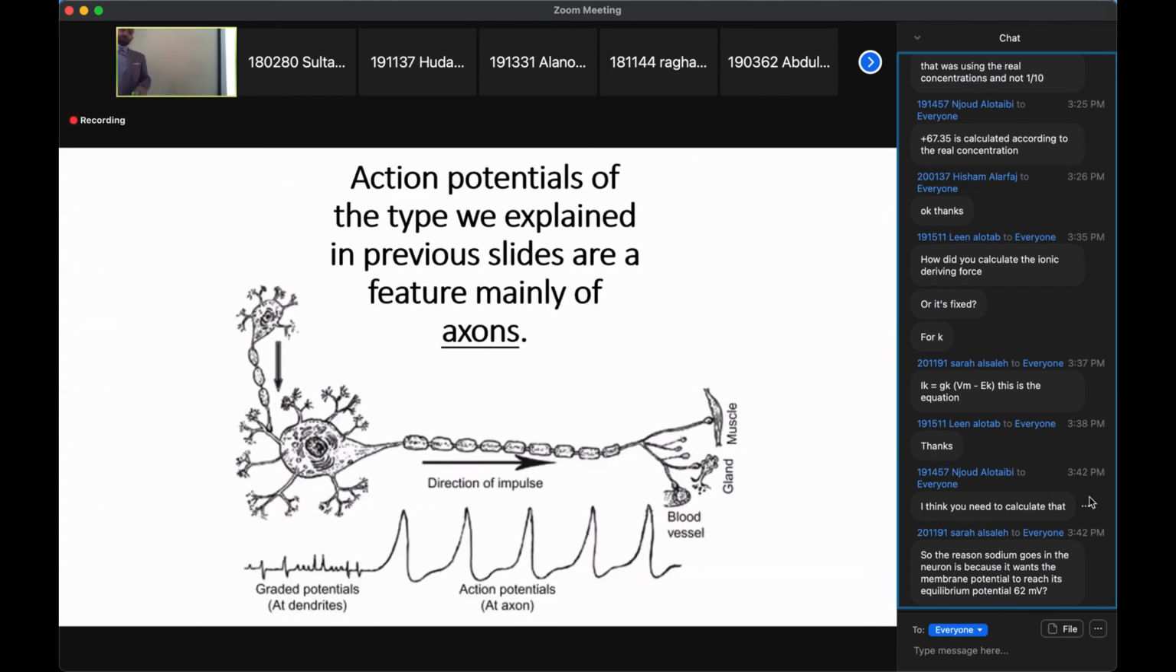And so the properties of the action potential that we mentioned, all of the previous part, is the action potential that occurs in the axon, okay? What occurs in the cell body or at the level of the dendrites is called graded potential. Okay, so we have to make a difference here.